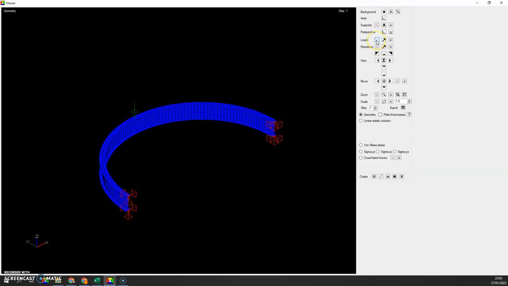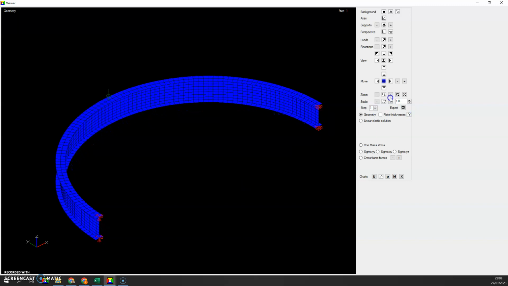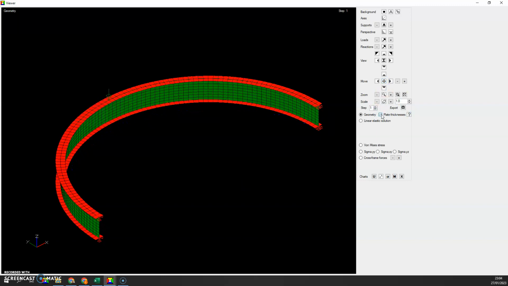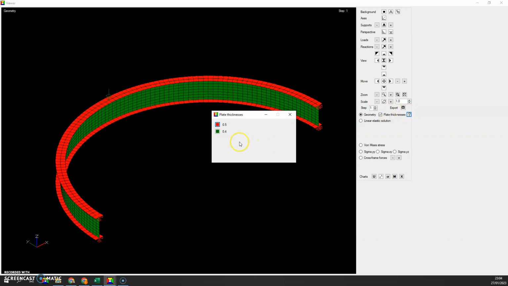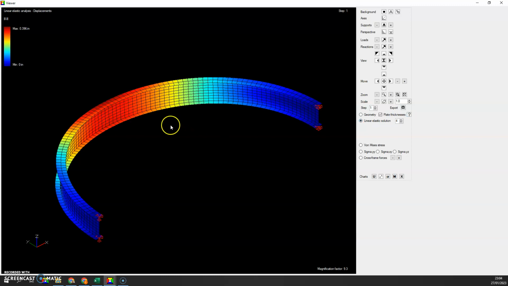Let's maybe reduce the size of the arrow for the load. Let's reduce the size of the supports here. Let's zoom in a little bit. Let's move the model around slightly. Okay, here we go. We've got the plate thicknesses as defined. And now let's look at the linear elastic solution.